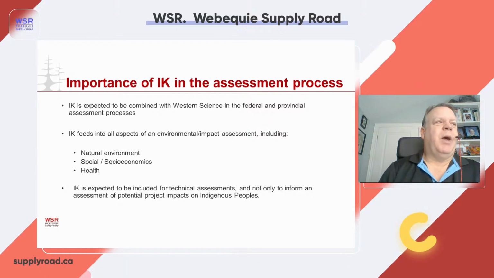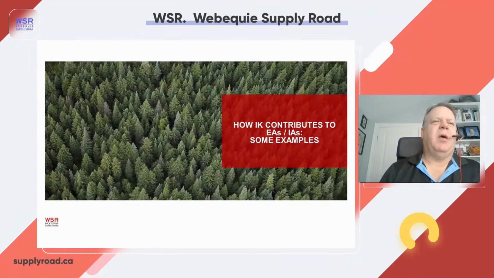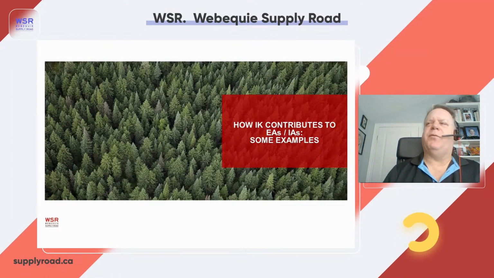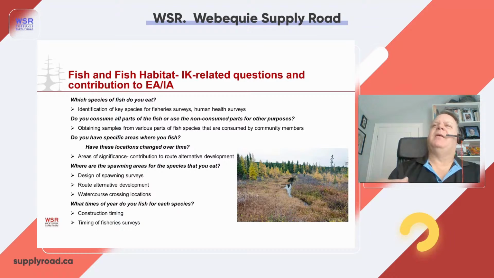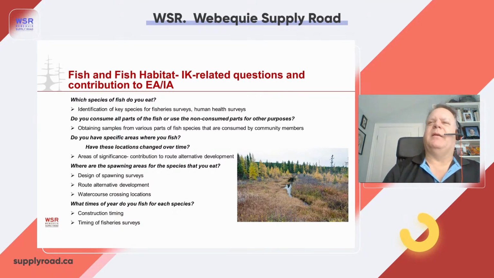Exactly. So why don't we move now, Jen, to give some examples, and hopefully this will help clarify things for community members. Let's give some examples looking at different aspects of an environmental assessment, and I think this will help people understand this a little bit better. So let's start with fish and fish habitat. The way I set this up was in terms of the kinds of questions that would be asked of community members to try and extract some of that indigenous knowledge.